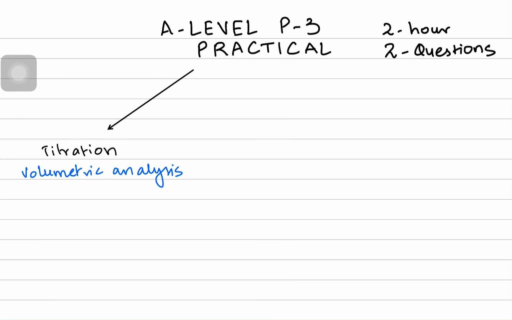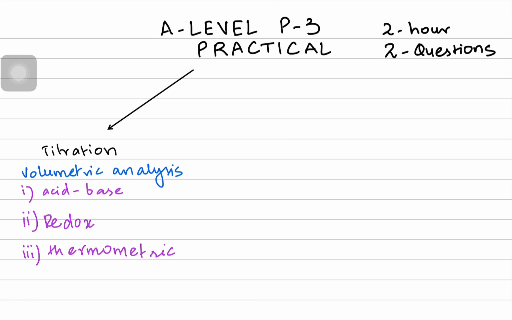Titrations could be of various categories. For example, it could be acid-base titration. It could be a redox titration where you are reacting an oxidizing agent with a reducing agent. Another very unique category is the thermometric titration. In a thermometric titration, you keep track of temperature changes during reactions.